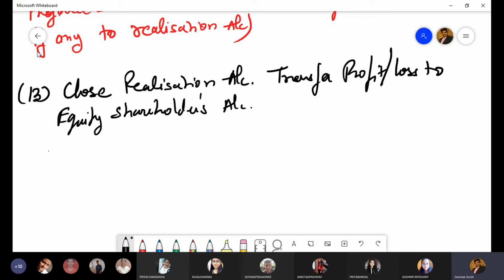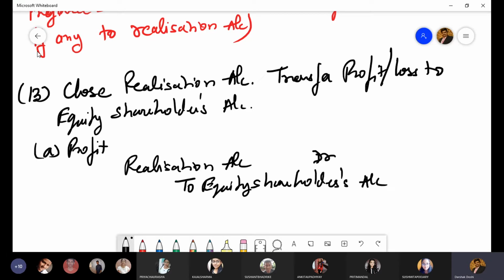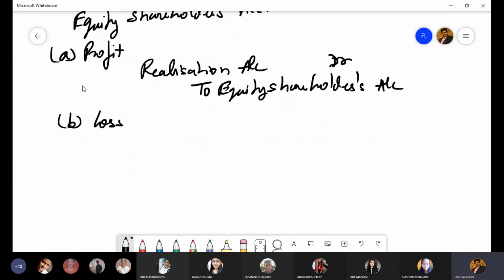In case of profit, the entry will be realization account debit to equity shareholders account, and if it is a loss, the entry will be reversed, that is equity shareholders account debit to realization account.